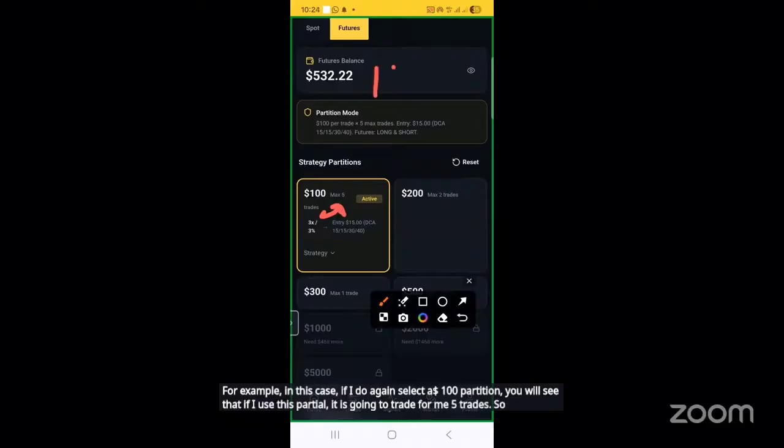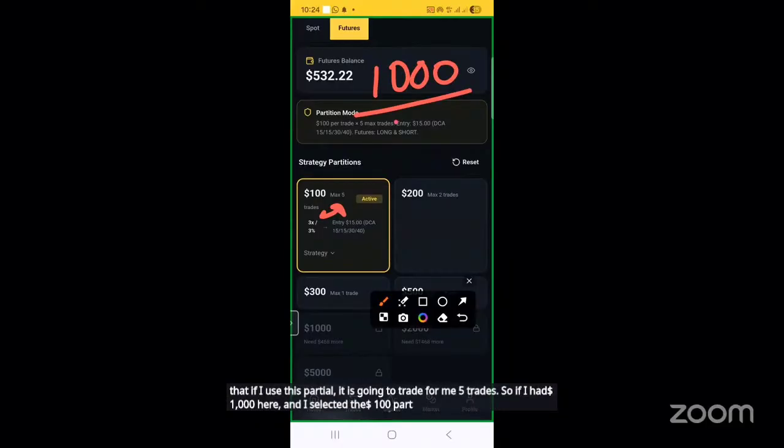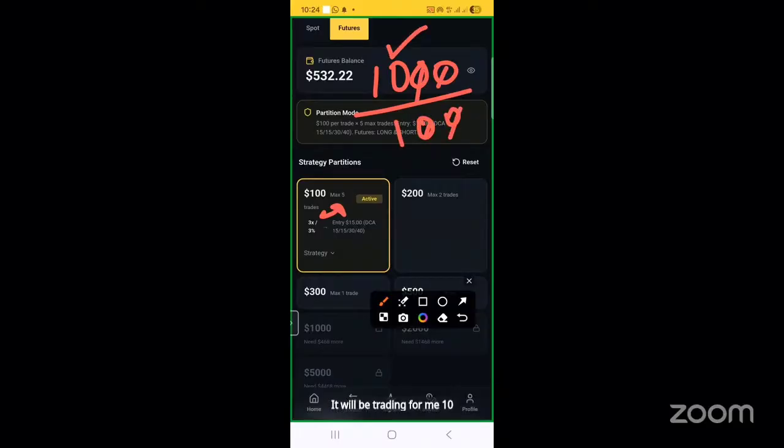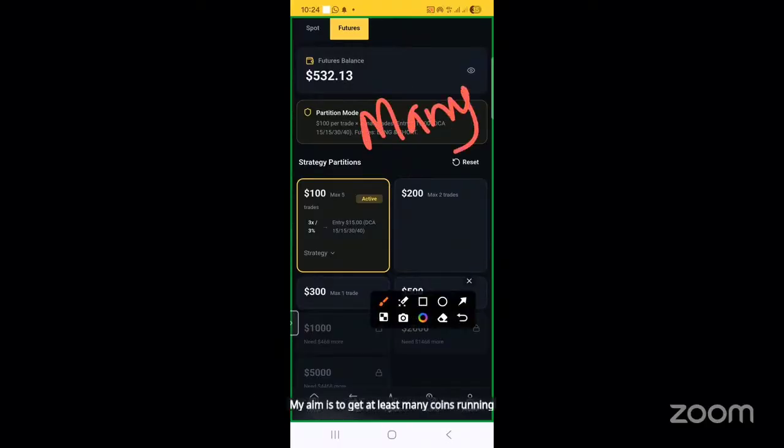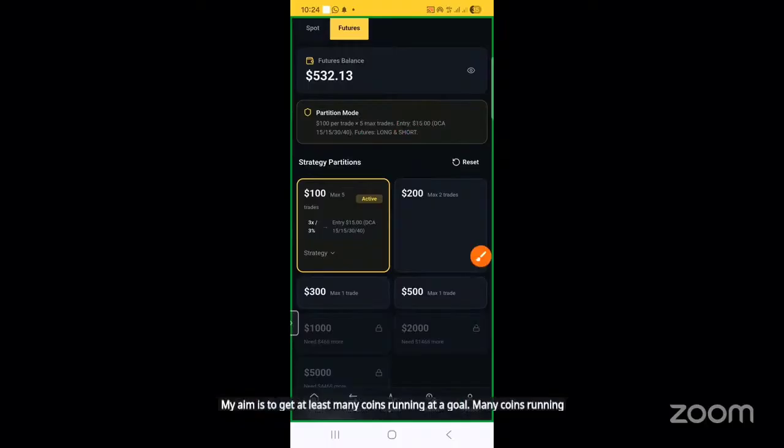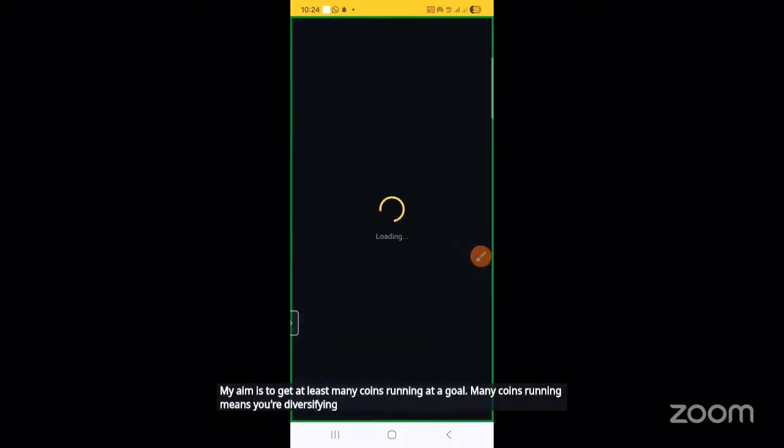So if I had $1,000 here, and I selected the $100 partition, it's going to get 1,000 divided by 100. It will be trading for me 10 coins at a go, 10 trades at a go. My aim is to get at least many coins running at a go. Many coins running means you're diversifying. What do I mean by diversifying?